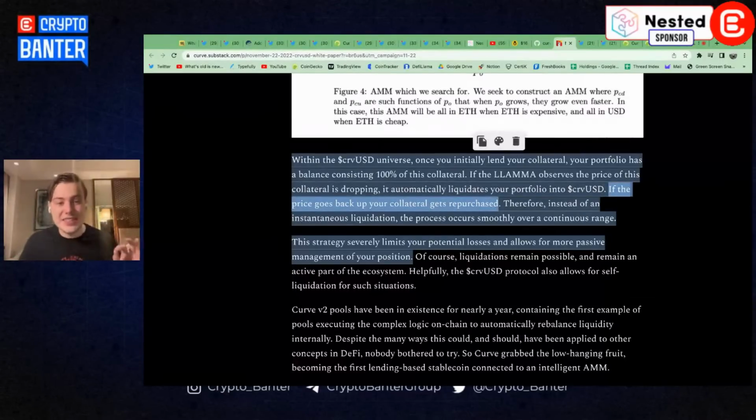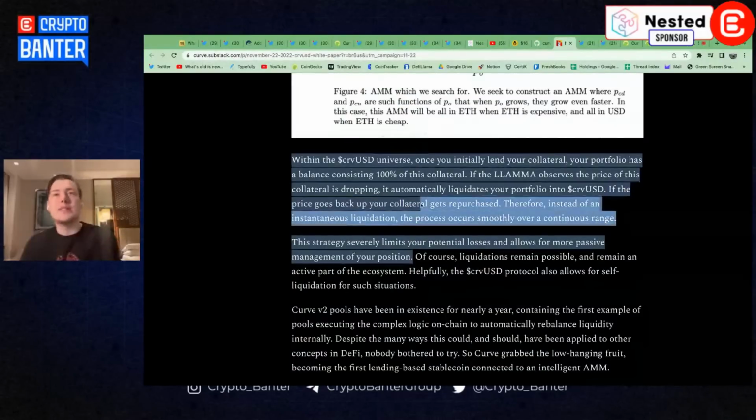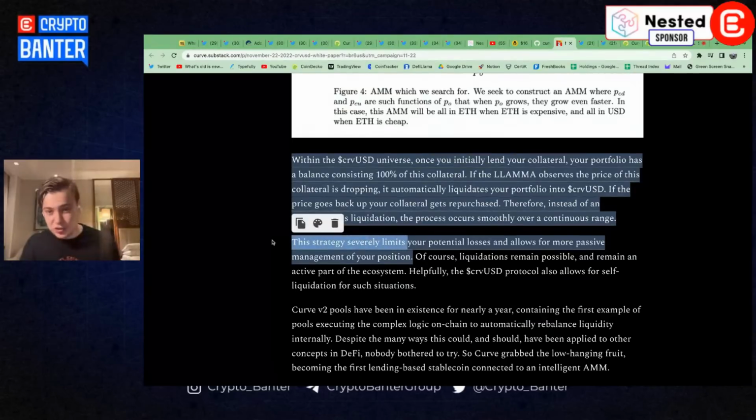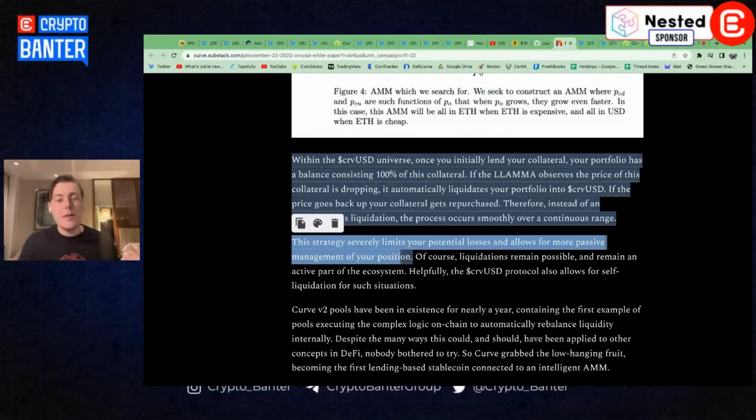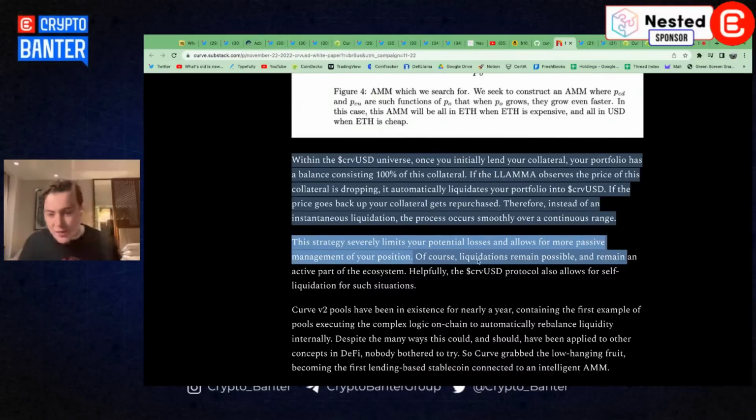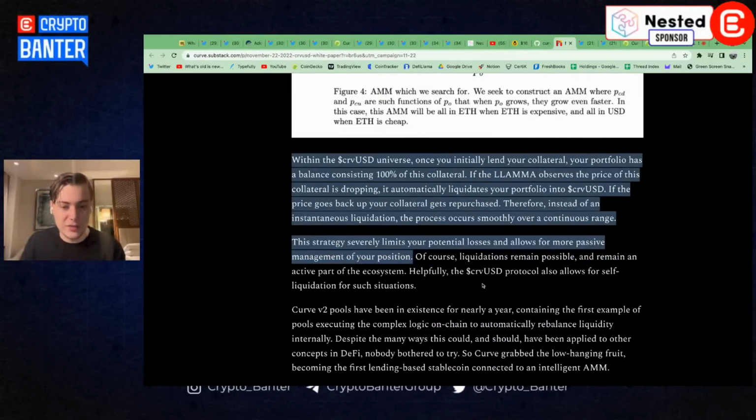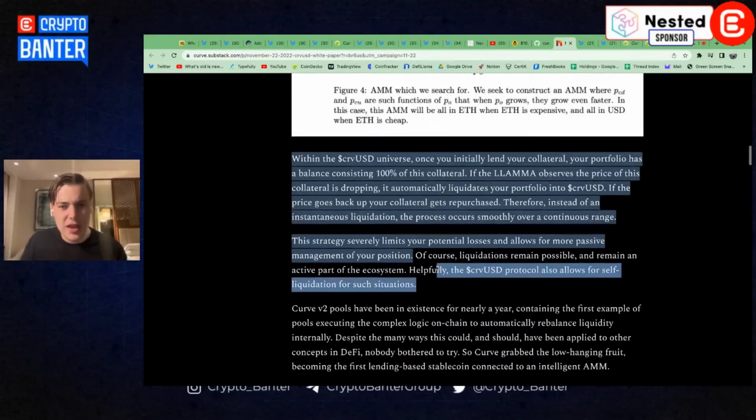So instead of instantaneous liquidation, the process occurs more smoothly over a continuous range. So this isn't supposed to be jerky. This is essentially a smoothing of your overall position. So this strongly limits your potential losses and allows for more passive management of your position. Of course, liquidations remain possible. However, the Curve USD protocol allows for self-liquidation for such situations.